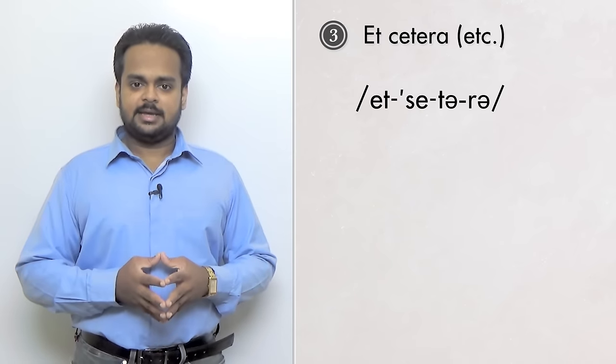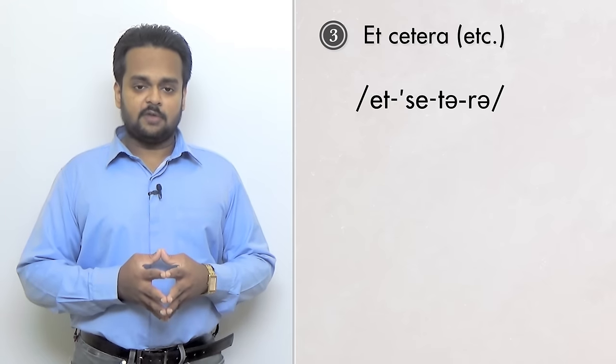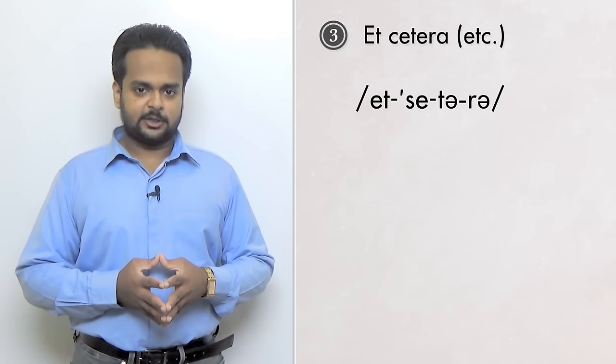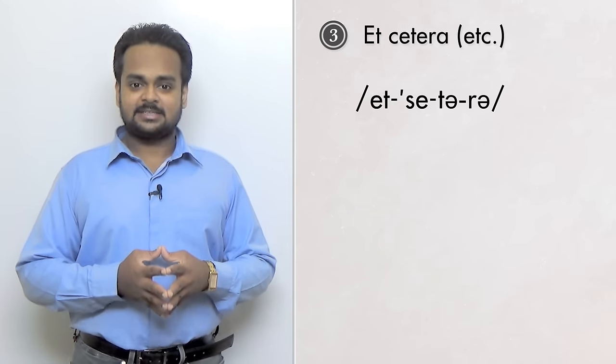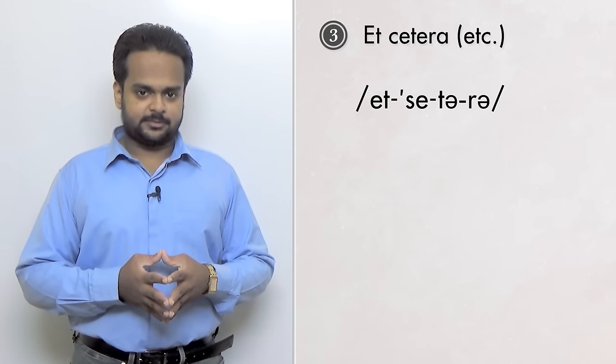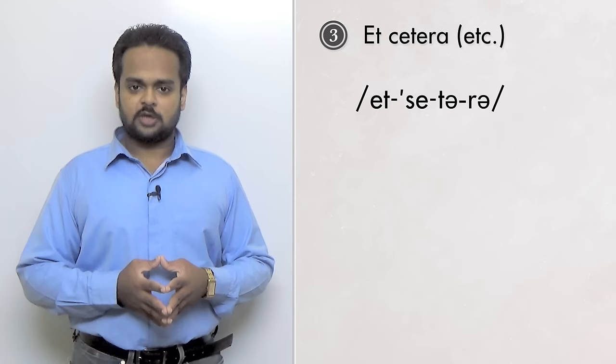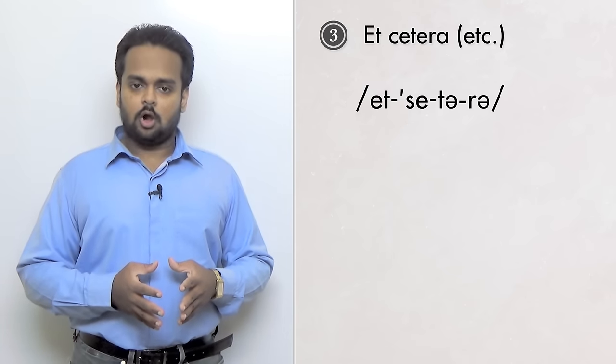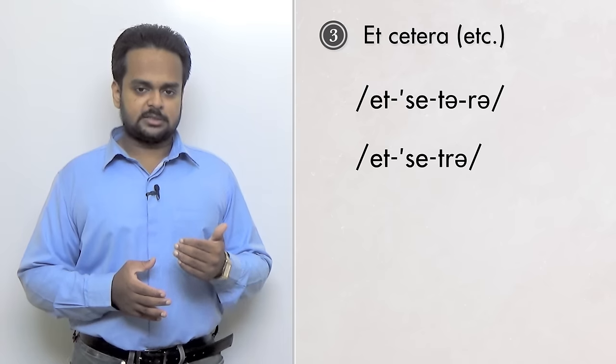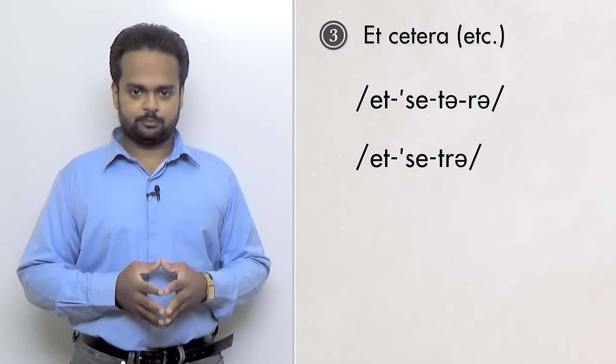Number three is etc. A very common incorrect pronunciation is to say ek, etc. instead of et. Don't say that. And also remember that the stress is on se. So the word is etc. You will also hear etc. That is less common, but it's okay too.